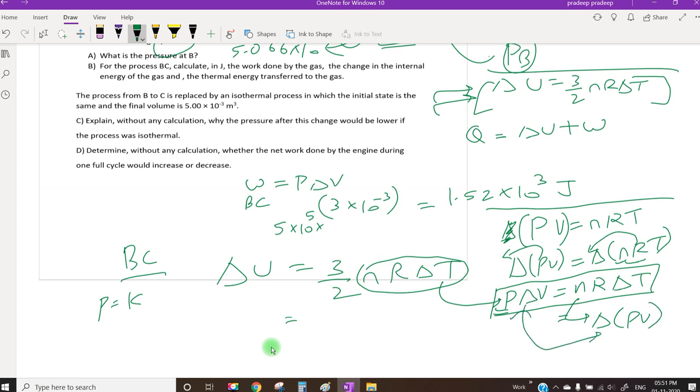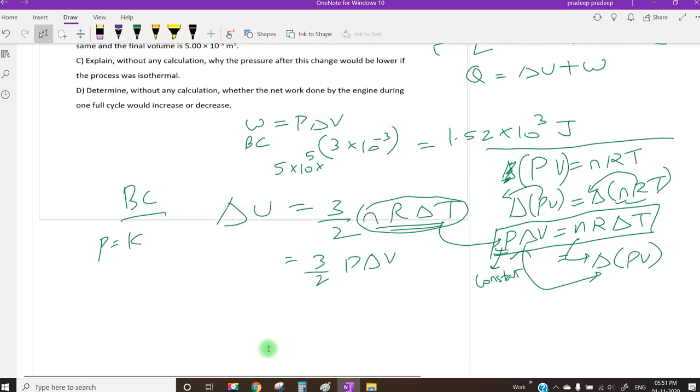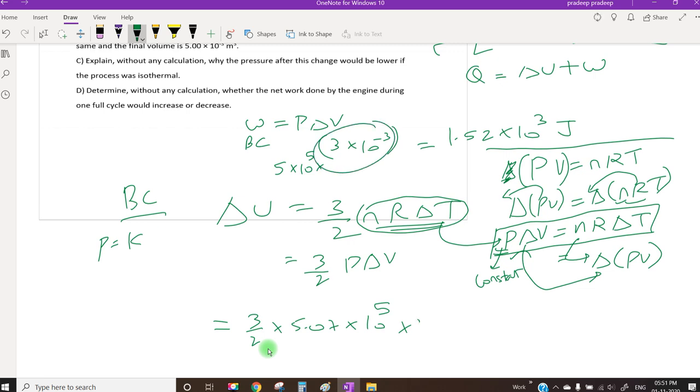P delta V is when pressure is constant. So please write this down as a theory. And what we have done is nR delta T will be replaced by P into delta V. Now the pressure is what you just figured out in part A, which was 5.07 into 10 to the power 5, multiplied by delta V, which is the same as we found out here, 3 into 10 to the power minus 3. So if we solve for this, Weber, did you do it like this, right?